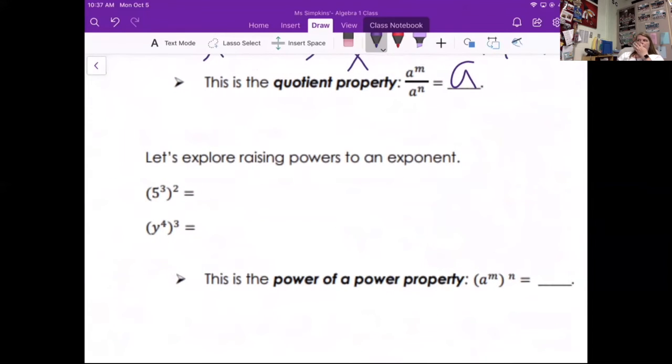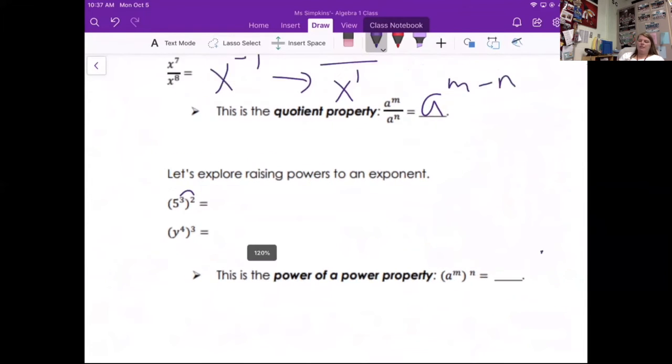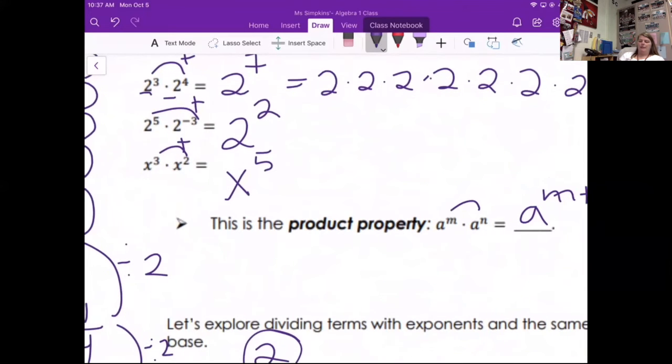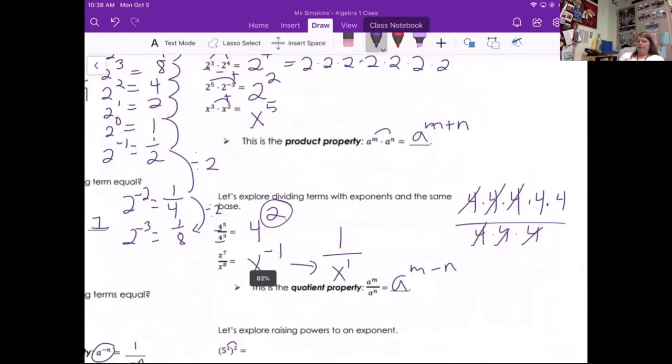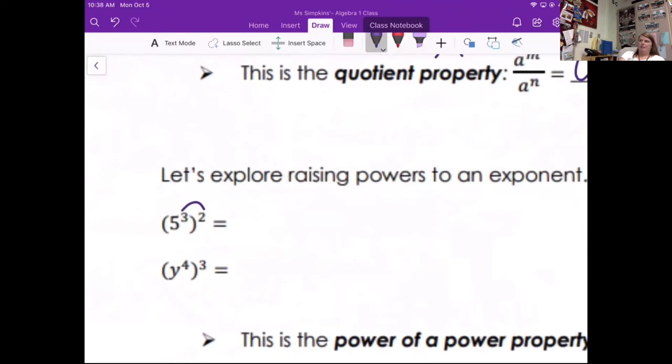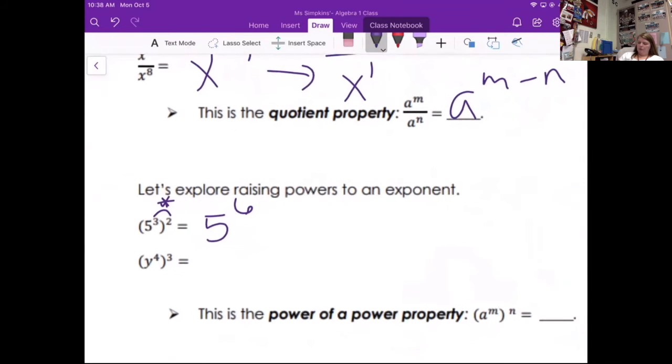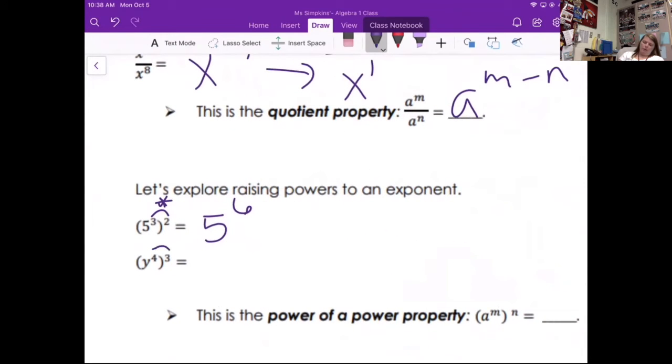Last property that just deals with one base. So I have 2 exponents that are like touching each other. Notice the difference here. This one had 2 bases, the same base multiplied together. This just has 1 base that's raised to another exponent. What you're going to do is multiply those 2 exponents together. So that would give us 5 to the 3 times 2, which would be 6th power. This one we're going to multiply. 4 times 3 would give us y to the 12th power.